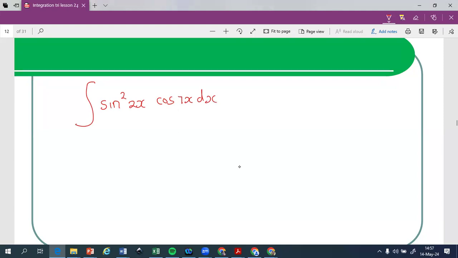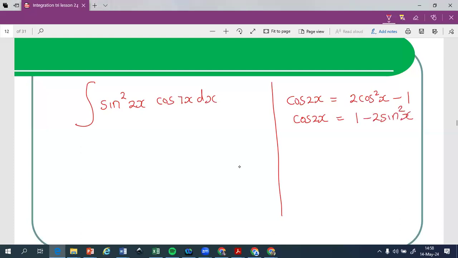You need now to know, if I have sine squared 2x, how is it related in form of angles? Members, do we remember? I'm going to take you back. I know very well, this is just a reminder. When I have cos 2x, I know cos 2x is the same as 2 cos squared x minus 1. Is that true, members? Yes, it's true. But also we know that cos 2x can as well be 1 minus 2 sine squared x. Is that familiar to everyone?